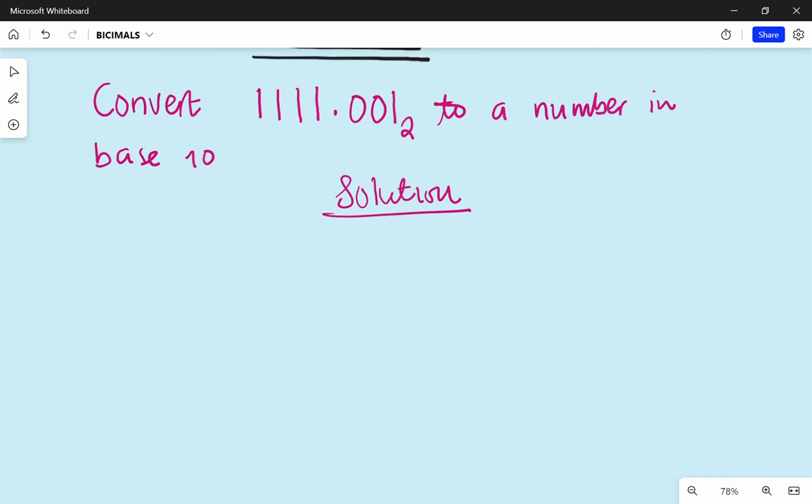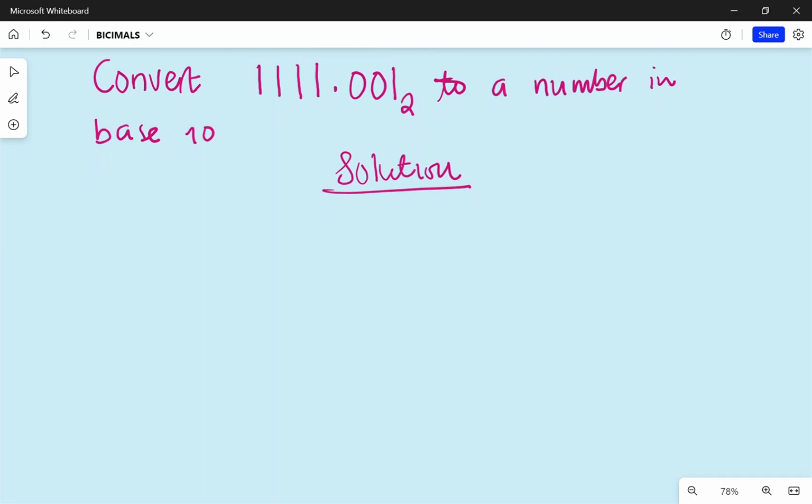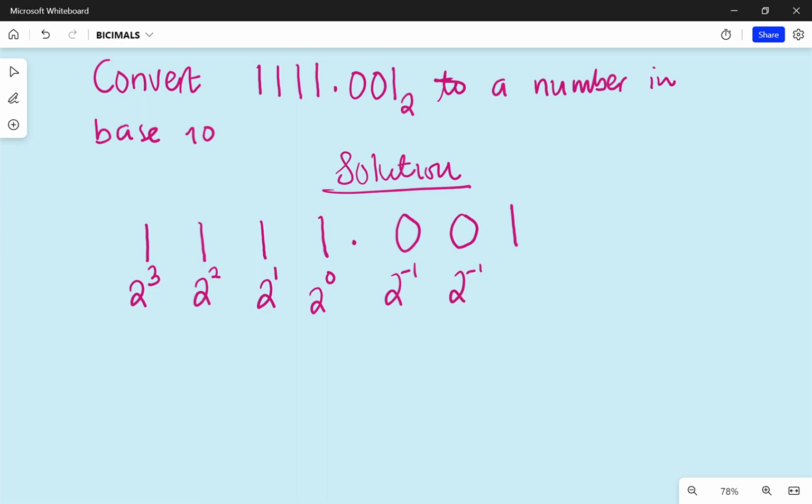I'll still arrange this according to the powers of 2 since I'm in base 2. So I'm going to stay in the powers of 2. So this gives me 1111.001. I'll say this is the same as 2 power 0, 2 power 1, 2 power 2, 2 power 3. Then here I'm going to have 2 power negative 1, 2 power negative 2, and 2 power negative 3.